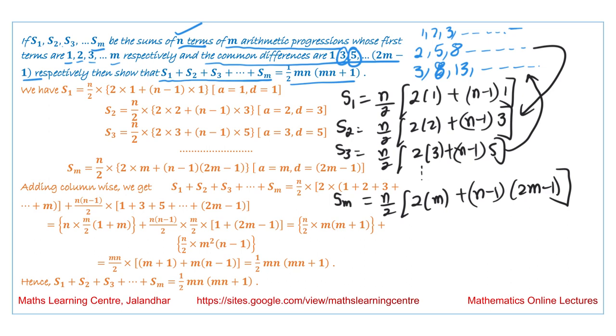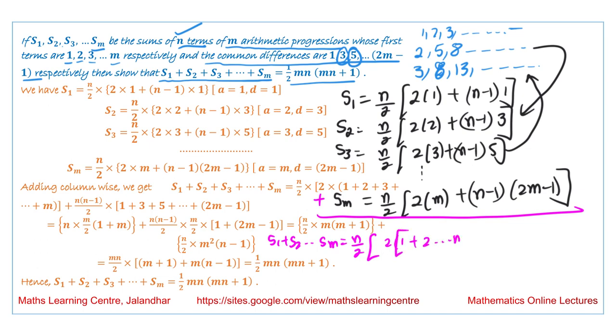Now if we add all these values, we will obtain S1 plus S2 up to Sm equal to n by 2 into (2 into (1 plus 2 and so on up to m) plus (n minus 1) into (1 plus 3 plus 5 and so on up to 2m minus 1)).